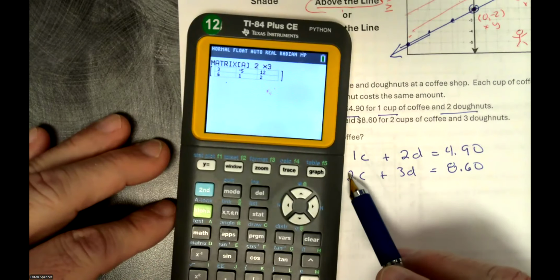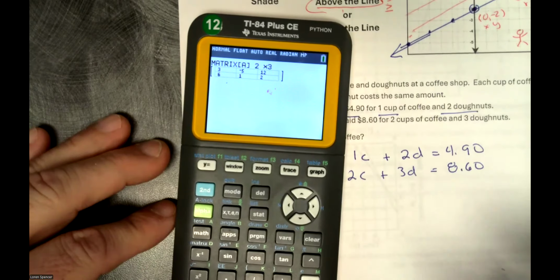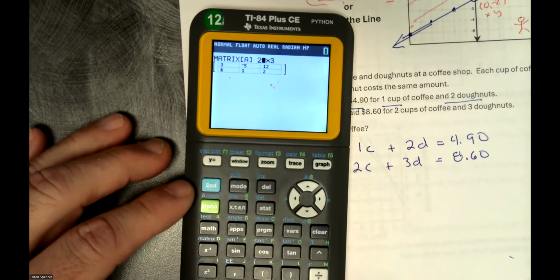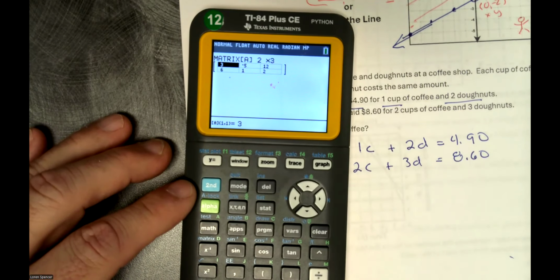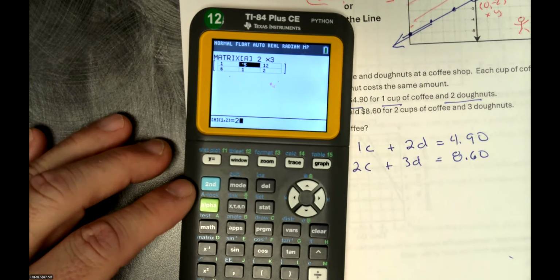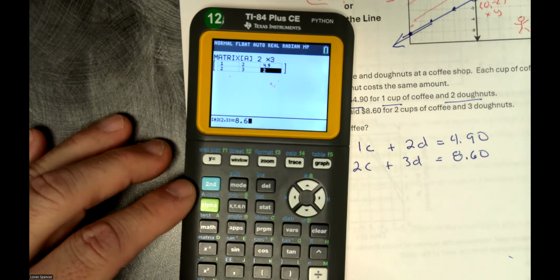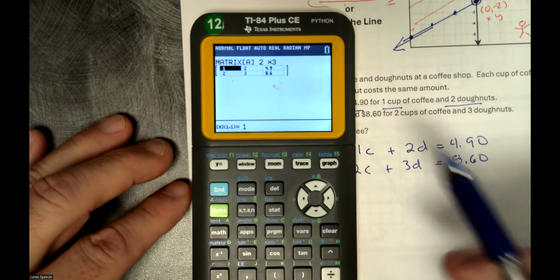Well, in this case, I have 1, 2 rows and 1, 2, 3 columns. So I need a 2 by 3. So 2, enter, 3, enter. And then I'm just going to put in the numbers. 1, enter, 2, enter, and 4.9. Then 2, enter, 3, enter, and 8.6. Okay, now that we've done that, we're going to leave the matrix.